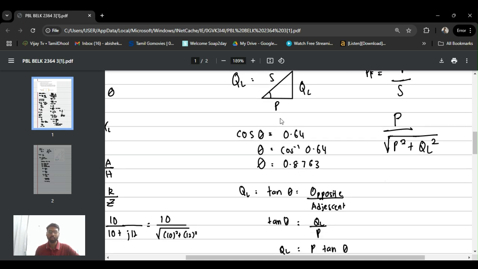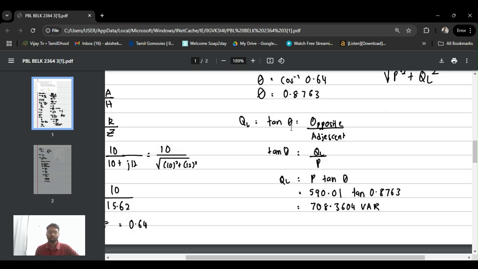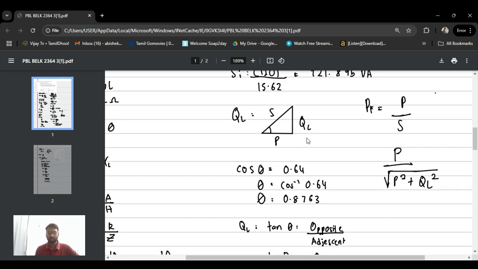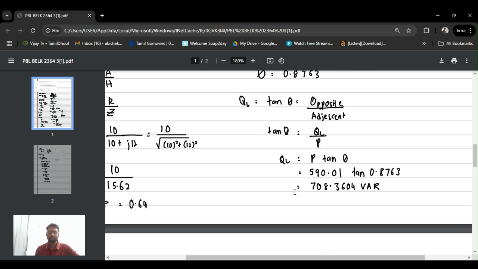So we are going to know the angle from cos phi. Cos phi, previously we already know, is 0.64. So taking cos to the power of -1, we get the angle, 0.8763. Taking that angle, we are going to get the reactance value, which means tangent phi is equals to opposite over adjacent. Opposite is our reactance and adjacent is our power.